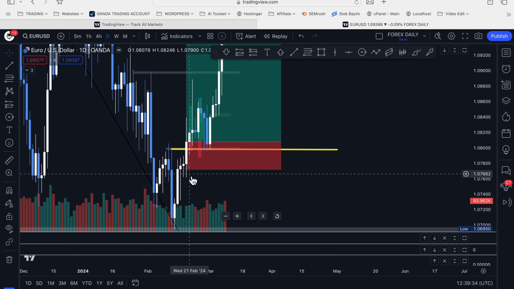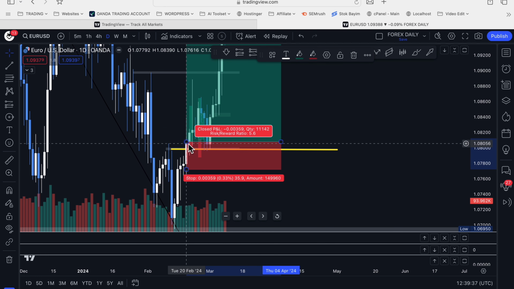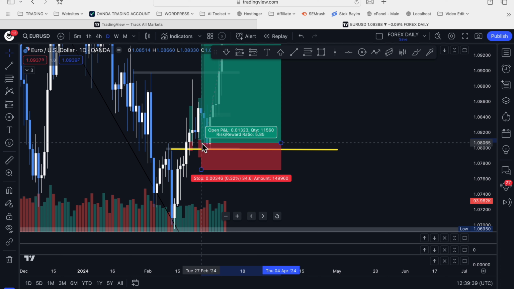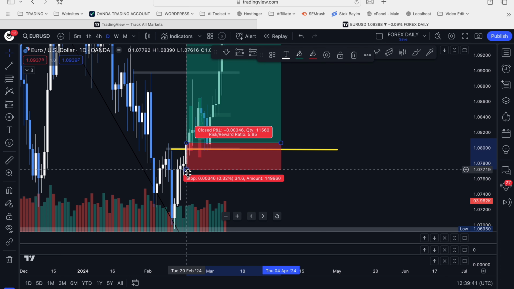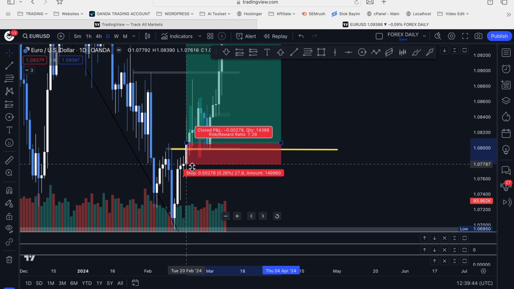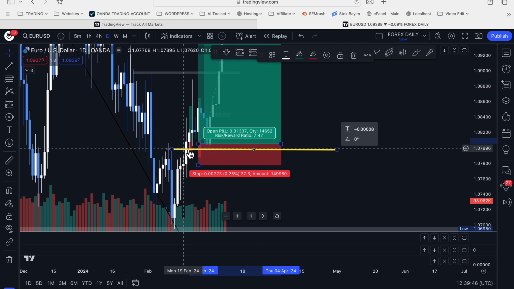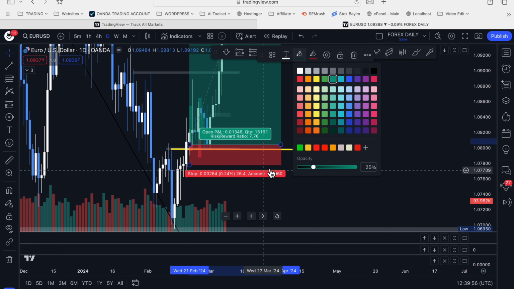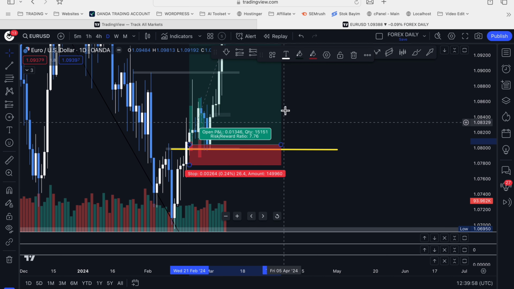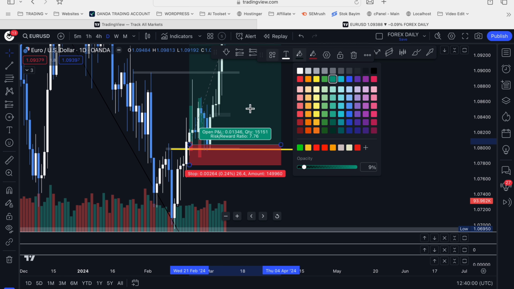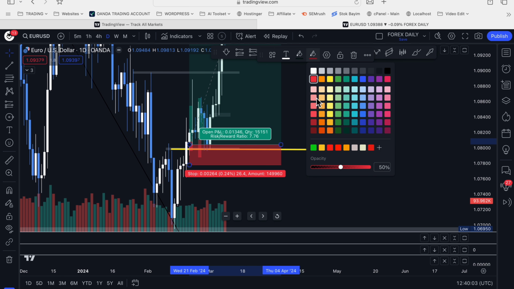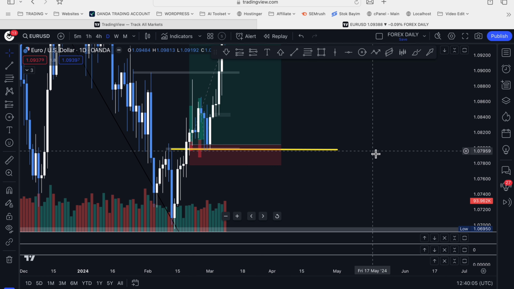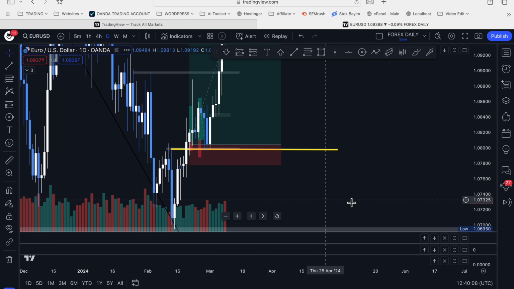My stop loss is below. I'll just pull this out. It's a bit difficult to see here, I know. The stop loss is below the body of the candle that broke my yellow line. I'm just going to lessen the opacity on this entry because it's a bit difficult to see. Okay, that's maybe a bit better.